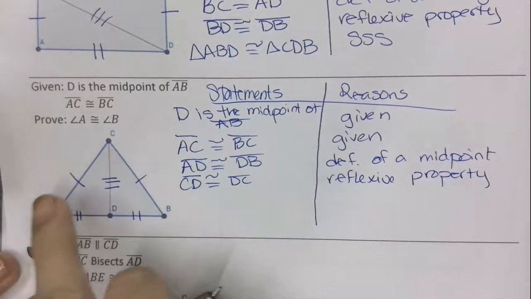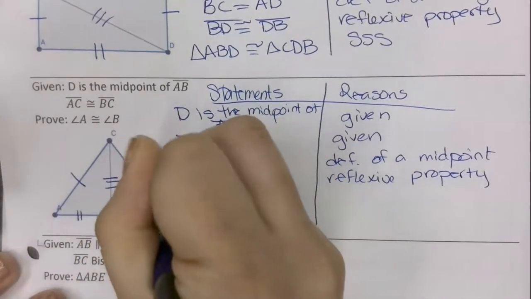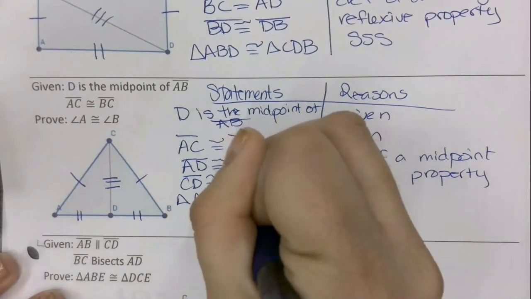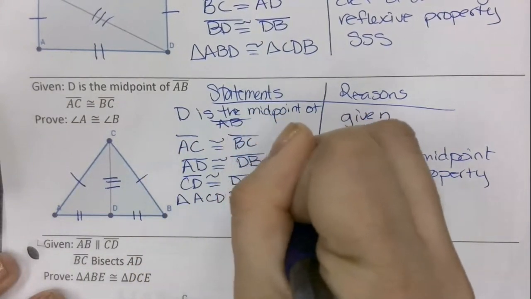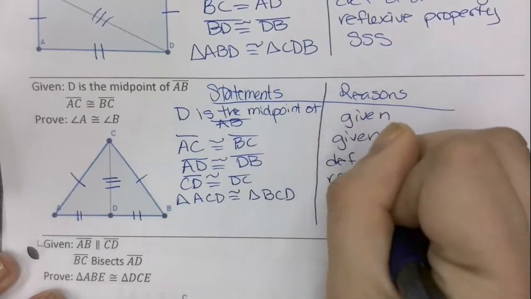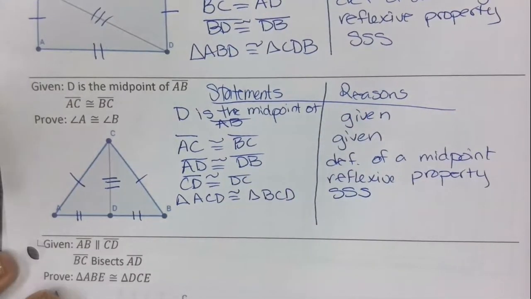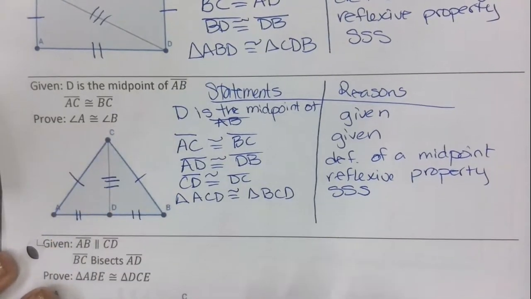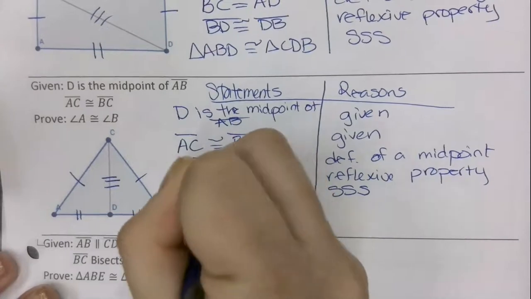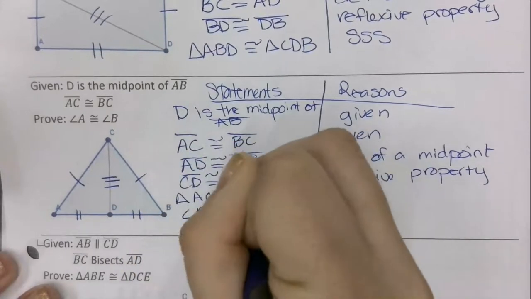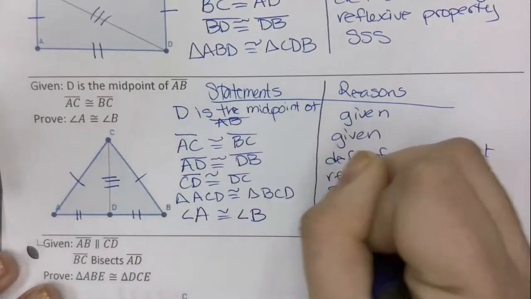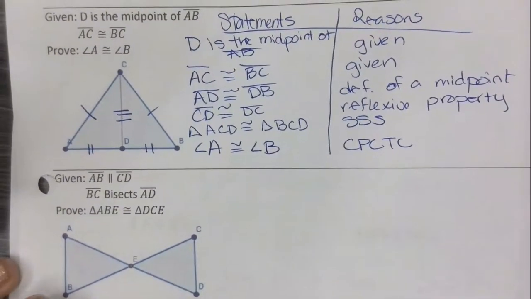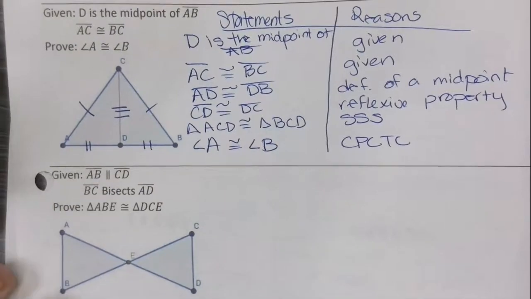So now I have 3 things in common with both of my triangles. So I can say the 2 triangles are congruent. So I have triangle ACD is congruent to triangle BCD by side, side, side. Now all that's left is I have to prove my angles are congruent. And I know that both the triangles are congruent. So I can just take their pieces and say they're congruent by CPCTC. Now that I have what they wanted, I am done.